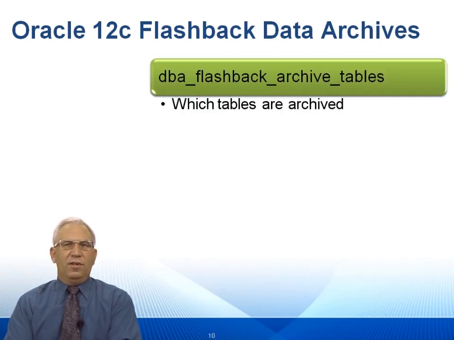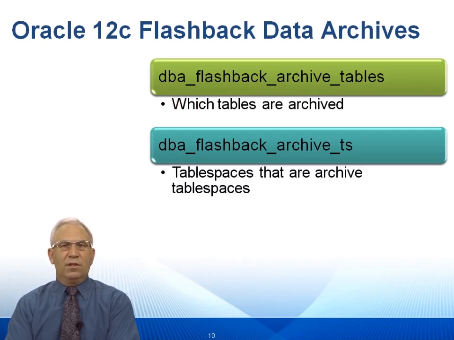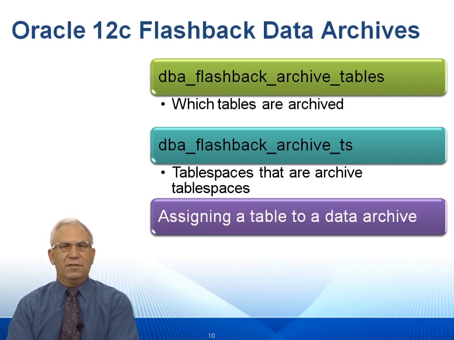To determine specifically what tables are in archive mode, you could query the data dictionary view DBA_FLASHBACK_ARCHIVE_TABLES. That's going to identify the tables that are archived. And if you want to look at the tablespaces that are archived, you can query DBA_FLASHBACK_ARCHIVE_TS. So to look at the actual tables in archive mode, DBA_FLASHBACK_ARCHIVE_TABLES, and to look at the actual tablespaces that contain a flashback archive, look at DBA_FLASHBACK_ARCHIVE_TS.